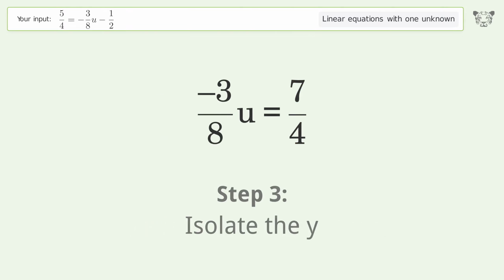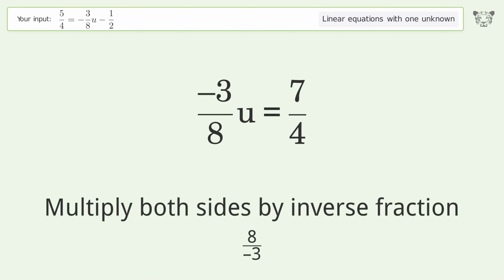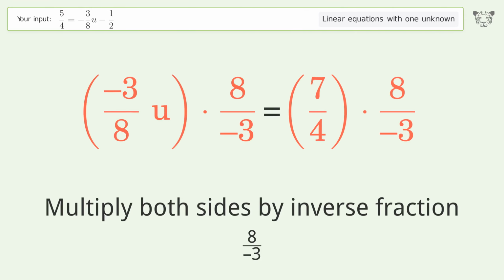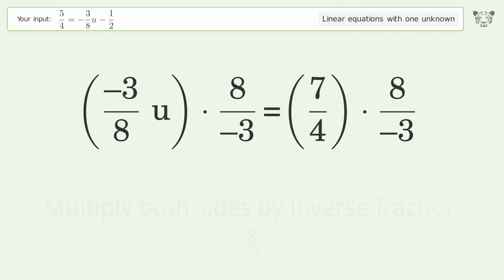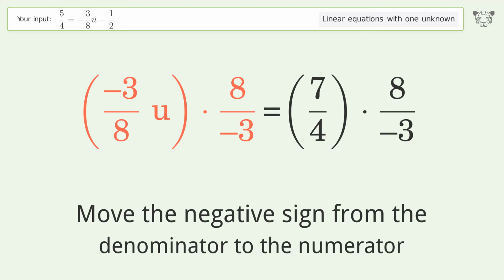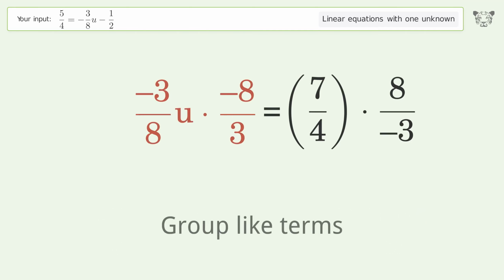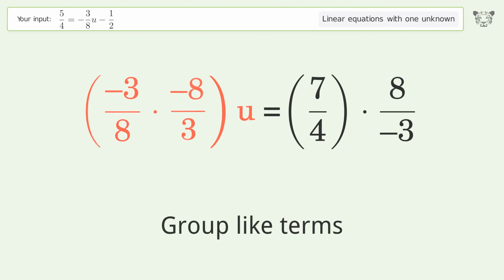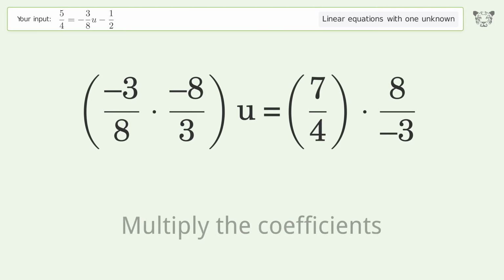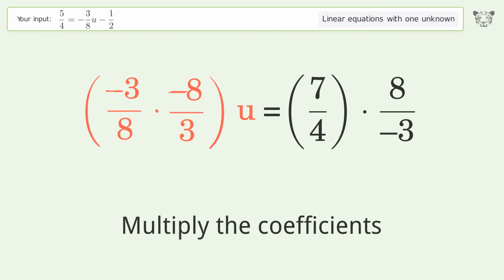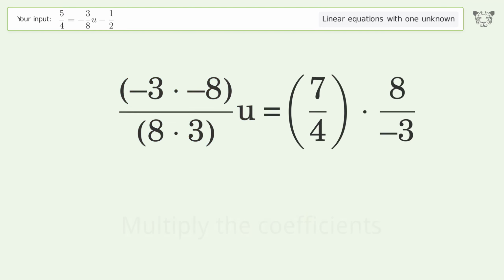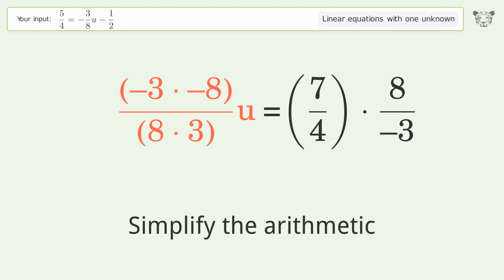Isolate the y. Multiply both sides by inverse fraction 8/-3. Move the negative sign from the denominator to the numerator. Group like terms. Multiply the coefficients. Simplify the arithmetic.